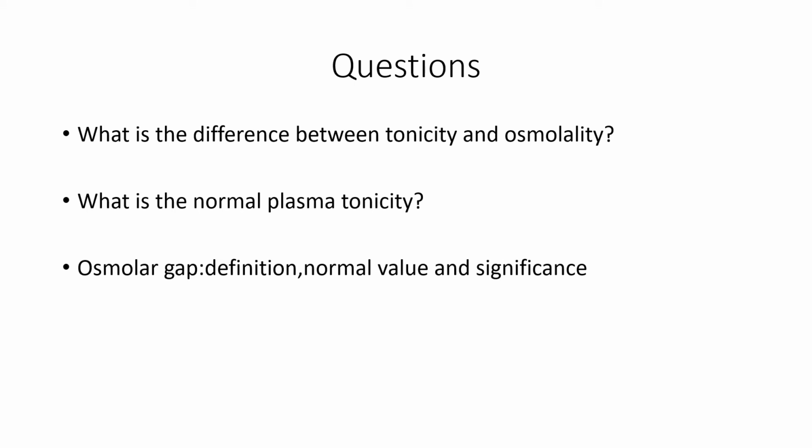Question: what's the difference between tonicity and osmolality? Tonicity is the effective osmolality, meaning an agent such as urea should be excluded from the equation. Why urea? Because urea is not confined to one site, but passes freely intra and extracellularly, so it will not create an osmotic force regarding water traction. So this is the difference between tonicity and osmolality.